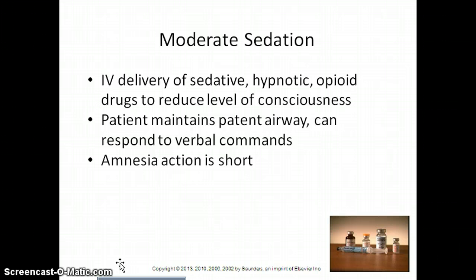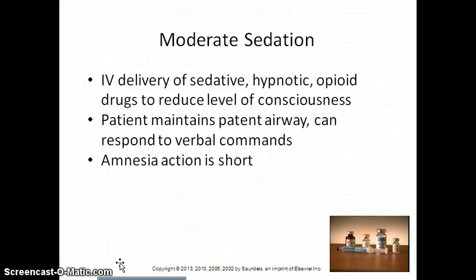When we're talking about moderate sedation, what you may oftentimes hear from nursing staff is it's also called conscious sedation. With moderate or conscious sedation, we deliver IV sedatives, hypnotics, opioid drugs to help reduce our patient's level of consciousness, but it also allows the patient to maintain their airway. They can respond to verbal commands if you need them to turn, cough, anything like that.